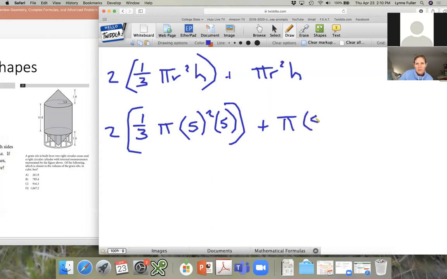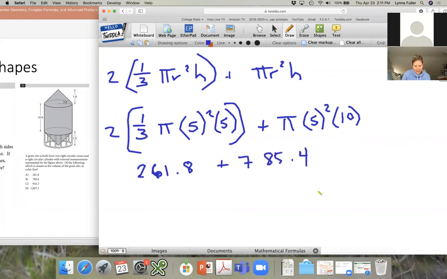And so here, I'm just plugging in the values for radius and height for each of these things. Okay, so what I'm going to do is calculate this out. So 5 squared is 25, 25 times 5 is 125, 125 times 1/3 is 41 2/3, times 2 is 83 1/3, times pi is 261.8. Okay. And then 5 squared is 25, and 25 times 10 is 250, and 250 times pi is 785.4. And we add those together, 261.8, you get 1047.2.